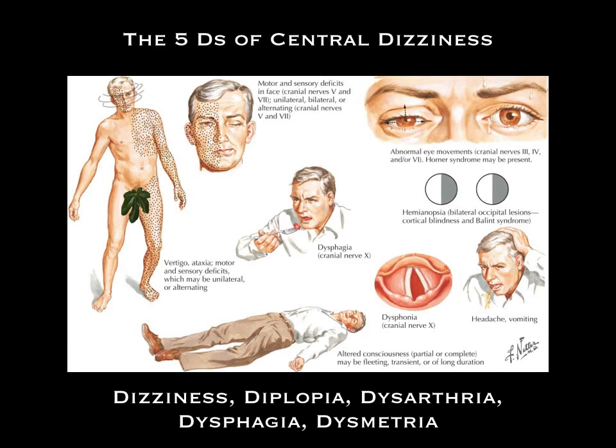And these folks tend to aspirate a lot, so they may actually present with an aspiration type pneumonia. And dysmetria, which leads to ataxia. It's clunky, clumsy movements.